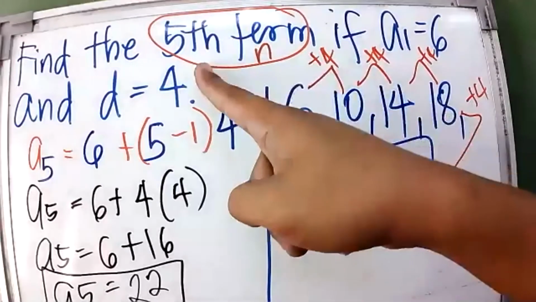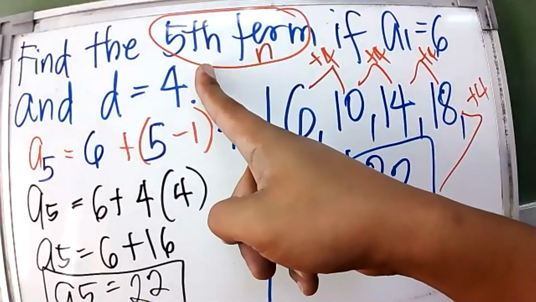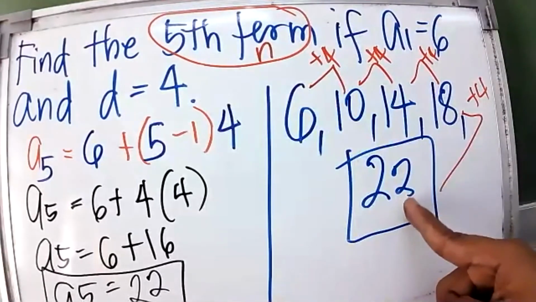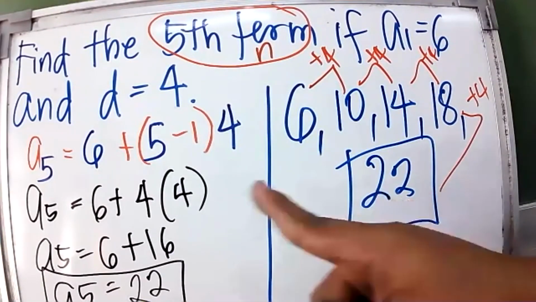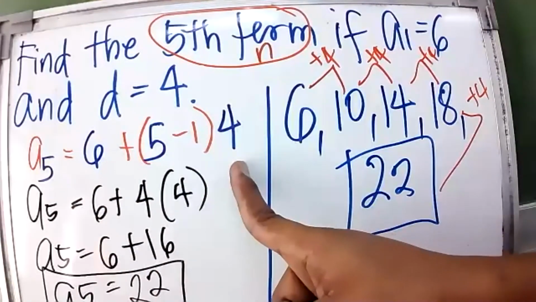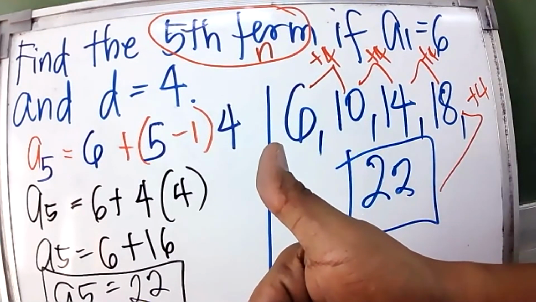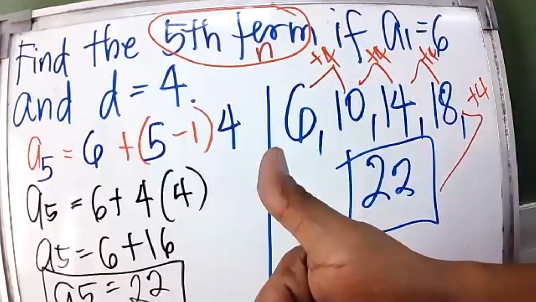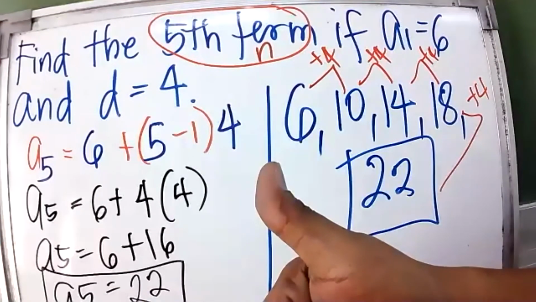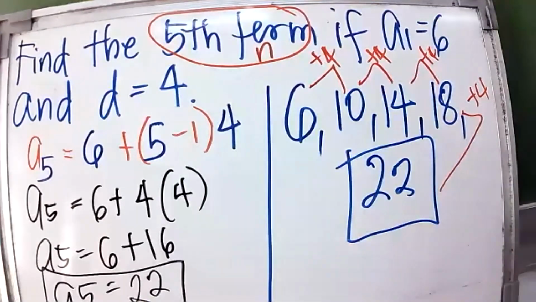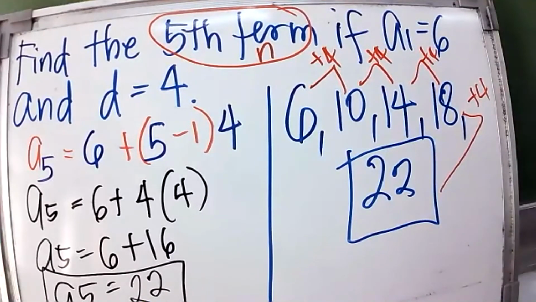If it's just a short-term number, short-term sequence, you can do the manual thing. But if you want to be mathematically inclined, then you do the formula. Did you get it? Thumbs up if you got it. Okay. Thank you.